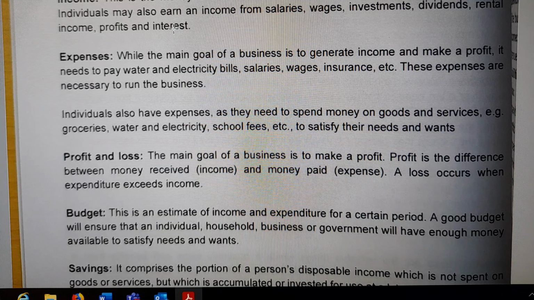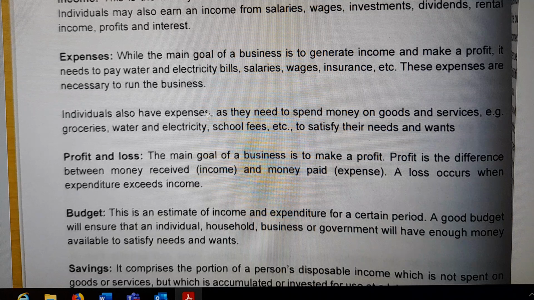Okay. And the next term is expenses. While the main goal of the business is to generate income and make profit, it needs to pay the water and electricity bills, salaries and wages, and insurance. These expenses are necessary to run the business.